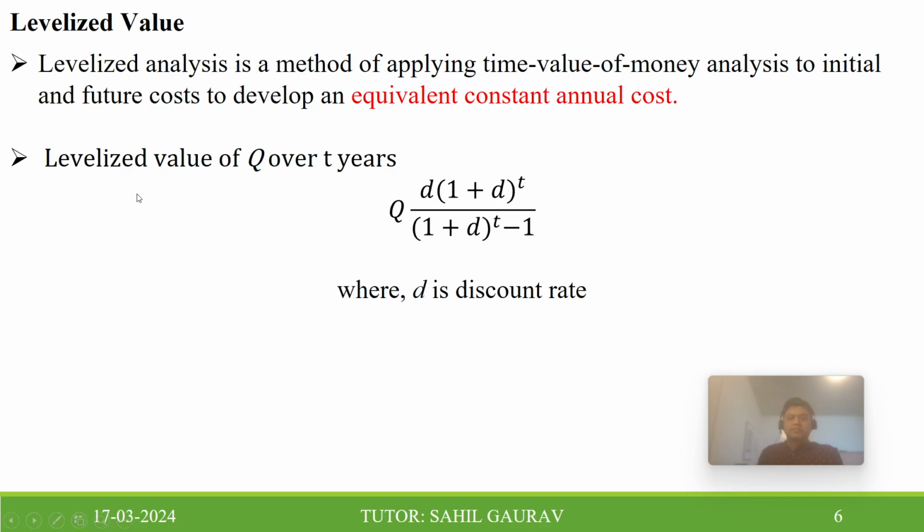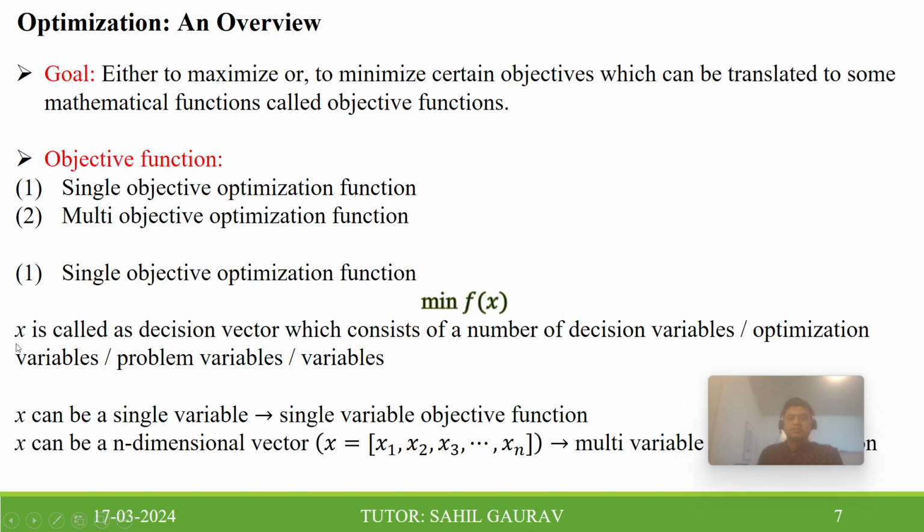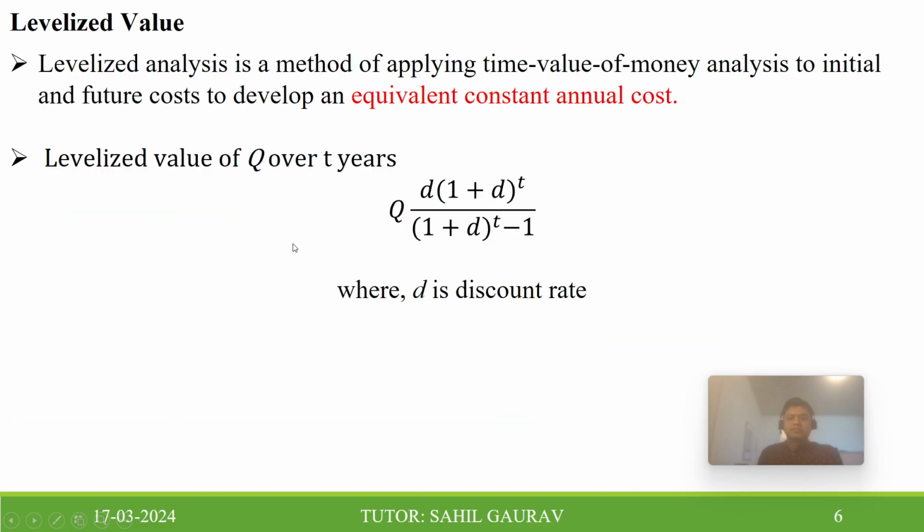And how can you find this levelized value for a certain amount Q? The levelized value of Q for T years comes as Q times D(1 plus D)^T divided by (1 plus D)^T minus 1, where D is the discount rate and T the number of years. Sir, what is Q? Q is the value of money right now, the present worth. So Q is the present worth.